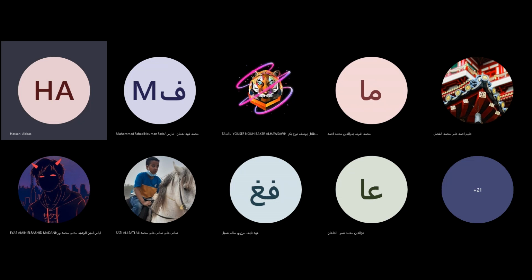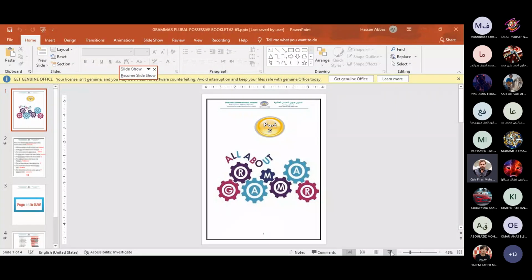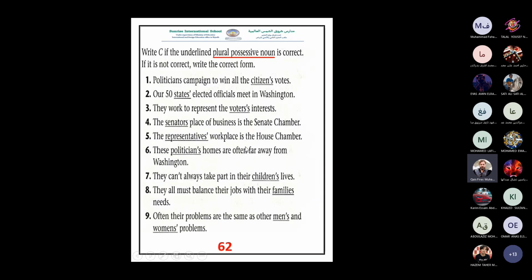But sir, in the booklet there is page 63 with you on 62. Okay, no problem, whatever. I need this page. Do you see the page? I need it. I sent only this, I didn't send 63. Yes, 63 is homework. This is page 62 in your booklet. Whatever, 62, 63, just solve it and send it through the WhatsApp.